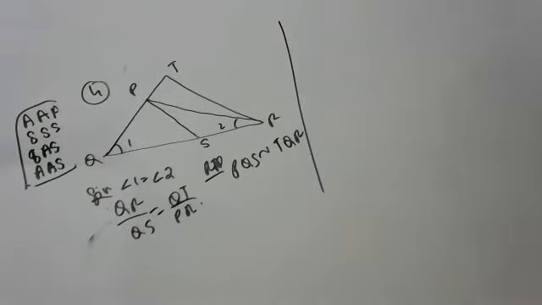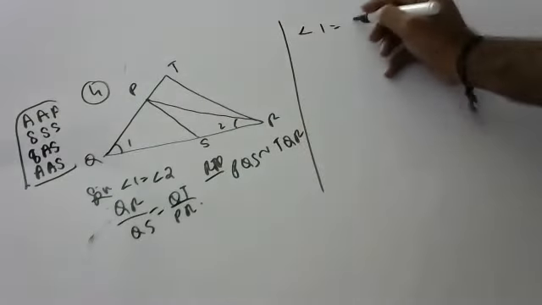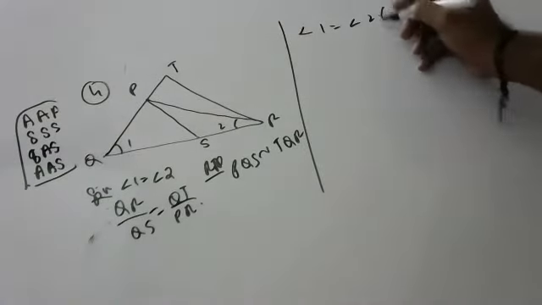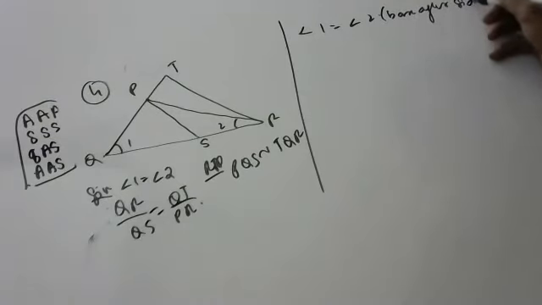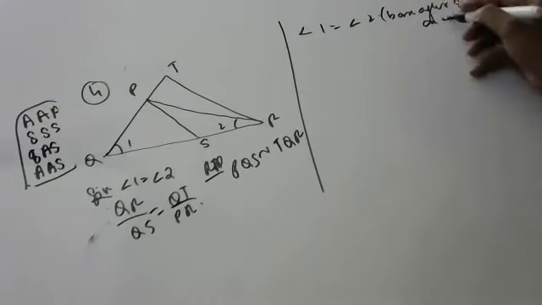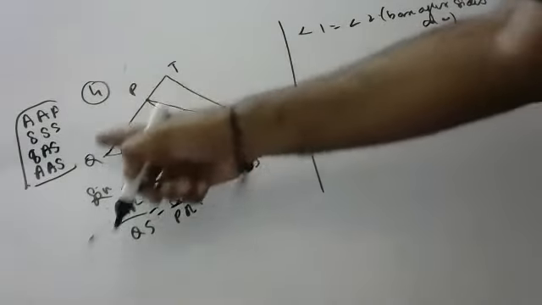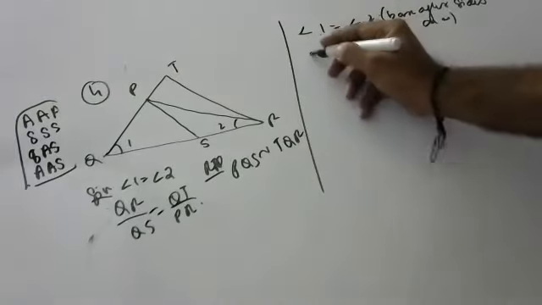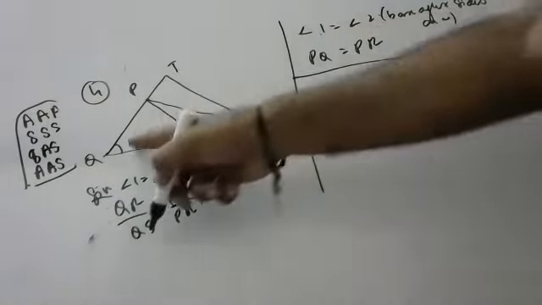Be careful, children, of this here. Angle 1 is equal to angle 2. When base angles are equal, sides are equal. So children, PQ is equal to PR. Angle 1 is opposite PR, angle 2 is opposite PQ. See, children, angle 1 and angle 2 are equal, so this and this sides are equal.